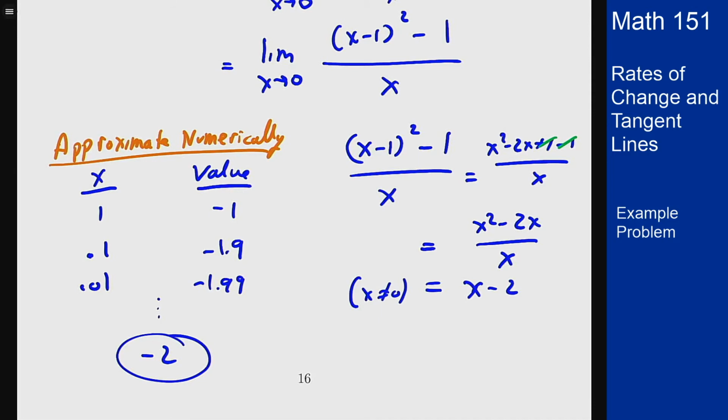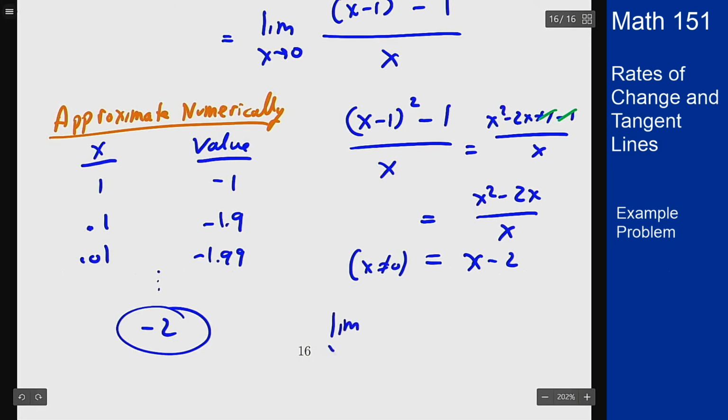So because the limit doesn't care about the actual value at 0, the limit as x goes to 0 of (x minus 1) squared minus 1 over x is the same thing as the limit as x goes to 0 of x minus 2, which is minus 2. Same answer we got before.